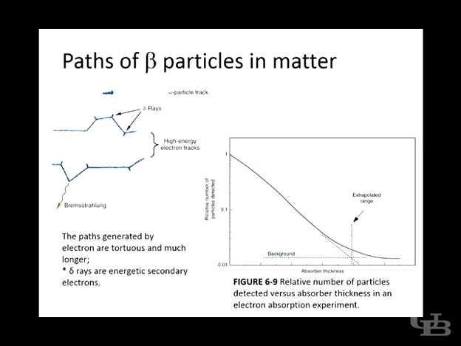So the top drawing is about alpha particle, and these two are illustrations of beta particles. And now you can see this is the path of the incoming beta particle. You can see the pathways are more zigzagging, changing direction dramatically.